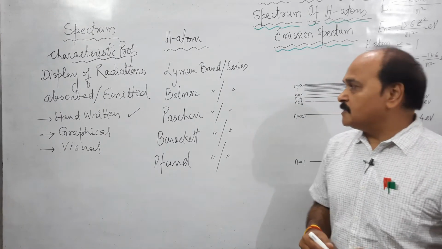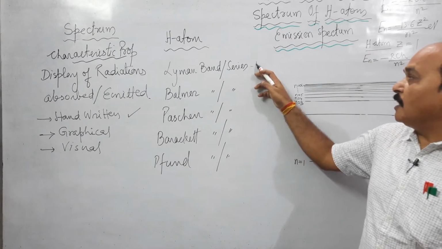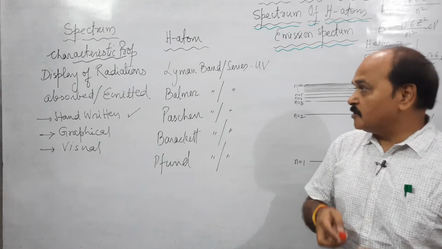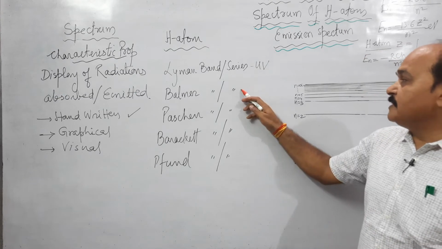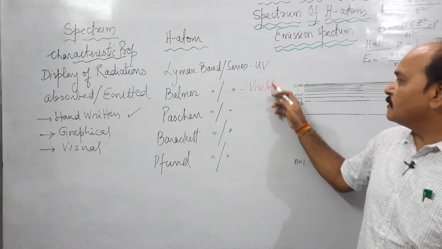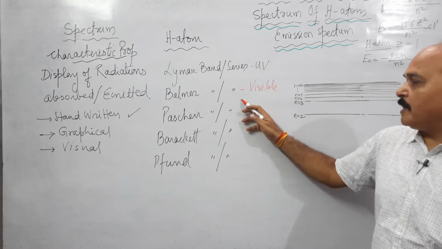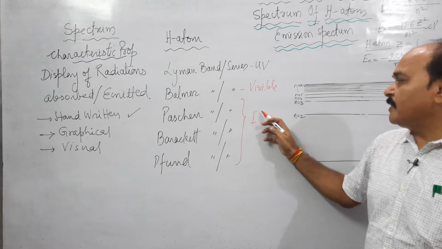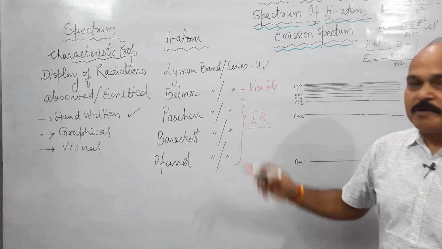Lyman band. Children, this Lyman band belongs to the ultraviolet part of the electromagnetic spectrum. This Balmer band belongs to the visible part of the electromagnetic spectrum. These Paschen, Brackett and Pfund, all three bands belong to the infrared part of the electromagnetic spectrum.